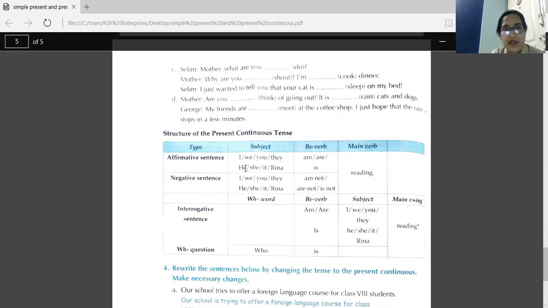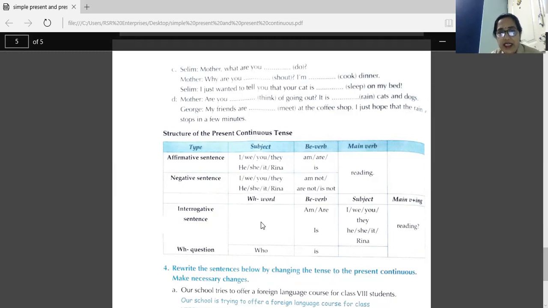Now singular subject here, he, she, it, or Reena, name of a person here. With that, we have to use is. So he is reading, she is reading. Negative one: I, we, you, they, these are subjects. With that, I am not or we are not reading. With singular, you have to use is not. He is not reading, she is not reading, like this.